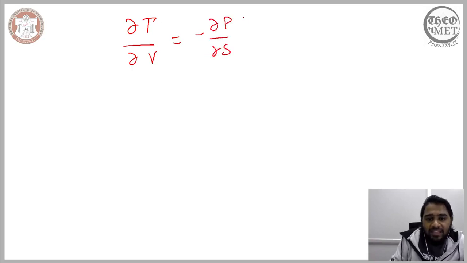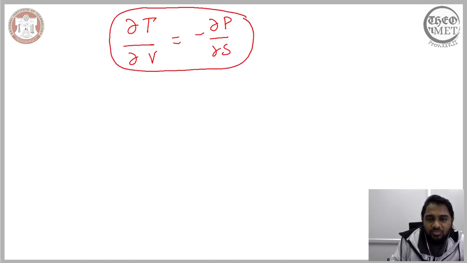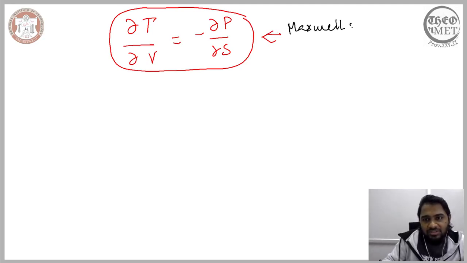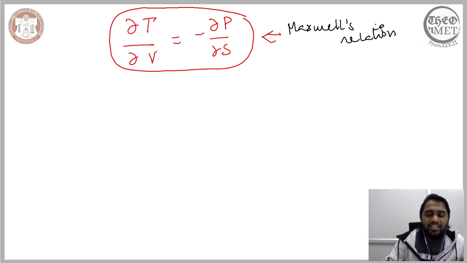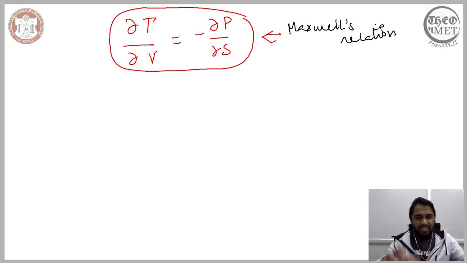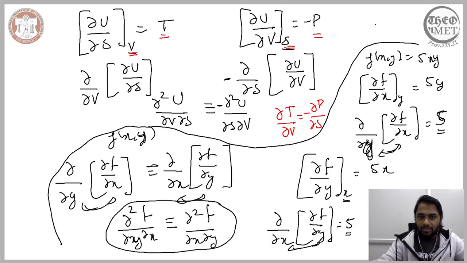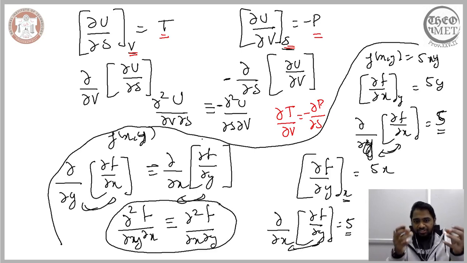So the way we arrive at this relation is what we refer to thermodynamically as Maxwell's relation. So this is what is referred to as Maxwell's relation. Maxwell's relation is nothing but the extension of a simple, or rather straightforward, relation between two second order partial derivatives.